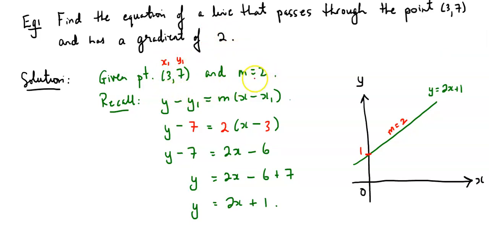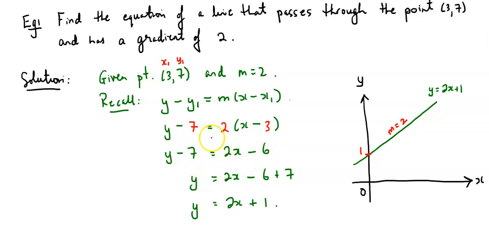So it's a straightforward substitution into the equation of a line, y minus y1 is equal to m into x minus x1, where m is 2, x1 is 3, and y1 is 7. So we have y minus 7 is equal to 2 into x minus 3. We multiply the brackets: 2 by x is 2x, 2 by 3 is 6. So y minus 7 is equal to 2x minus 6.